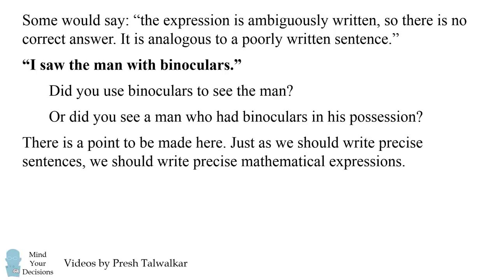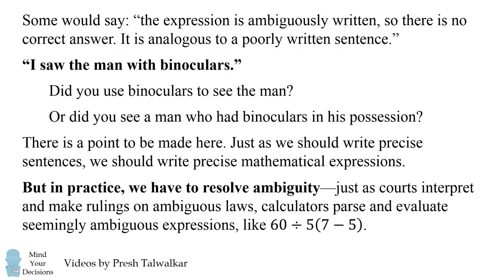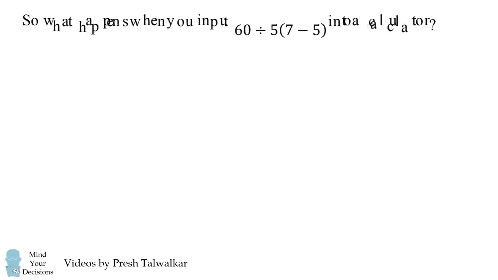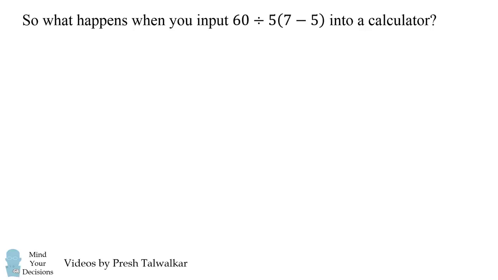There is a point to be made here. Just as we should write precise sentences, we should write precise mathematical expressions. However, in practice, we have to resolve ambiguity. Just as courts interpret and make rulings on ambiguous laws, calculators parse and evaluate seemingly ambiguous expressions, like 60 divided by 5, parentheses 7 minus 5. A calculator will not tell you, oh, the expression is ambiguously written, there is no correct answer. It actually will evaluate this expression. So what do calculators do? How do they evaluate 60 divided by 5, parentheses 7 minus 5?